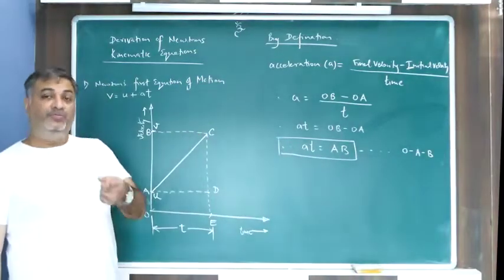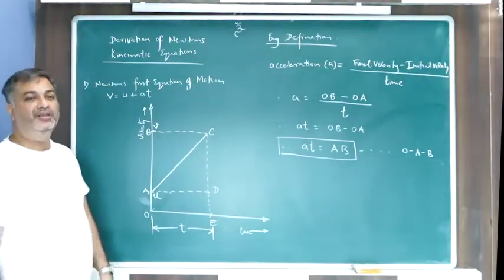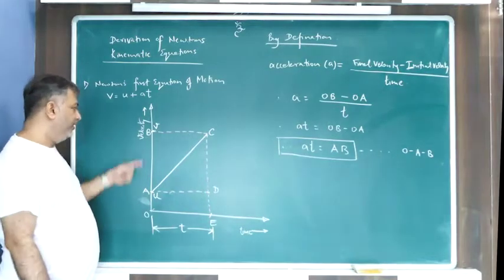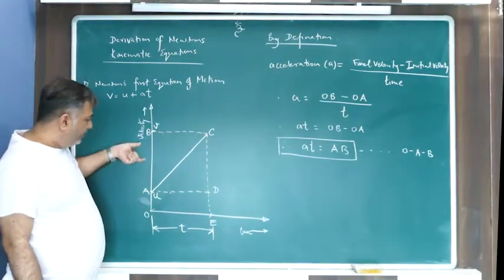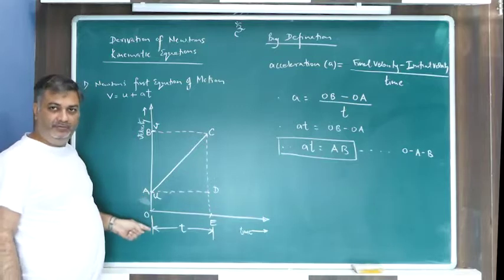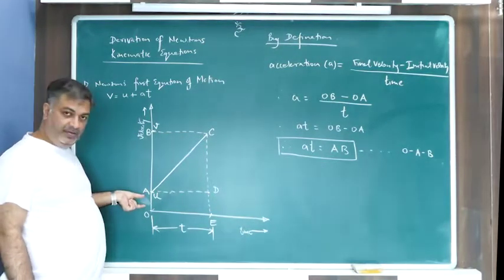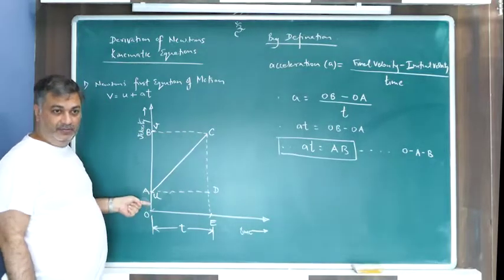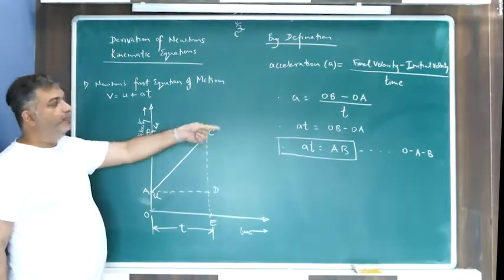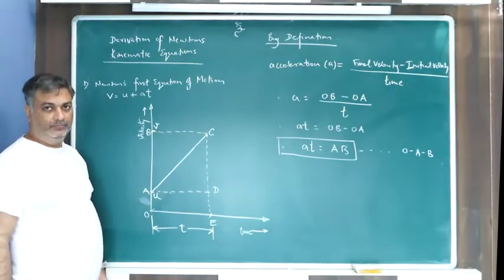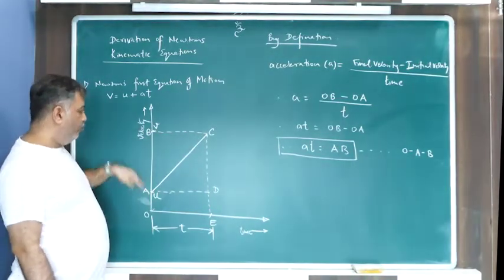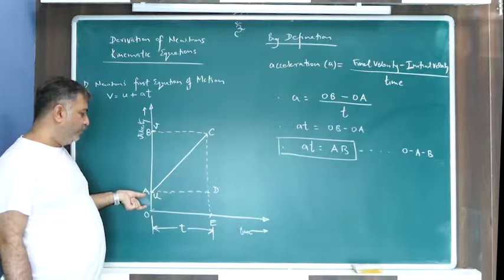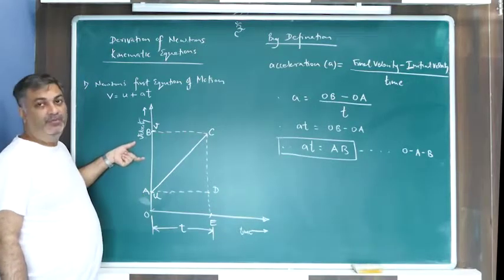Betweenness property, chapter number 1 in your geometry, collinear points. So when the points are collinear, OA plus AB will be equal to OB. Correct? So AB is going to be OB minus OA. From OB, which is V, I subtract OA, which is U, I will get AB.